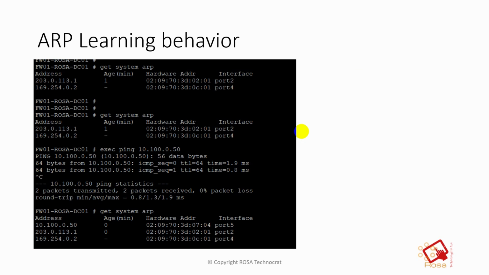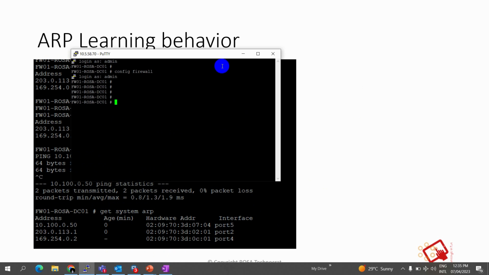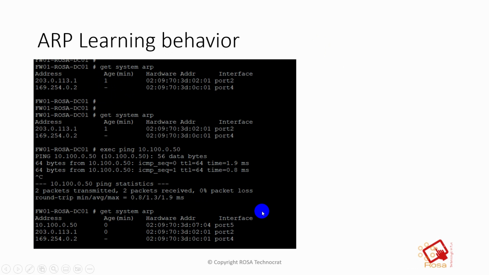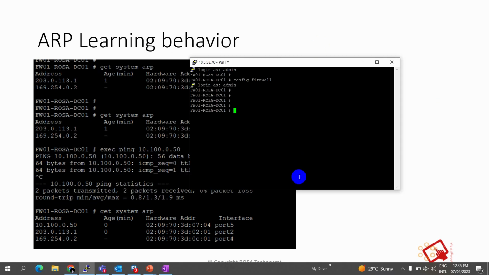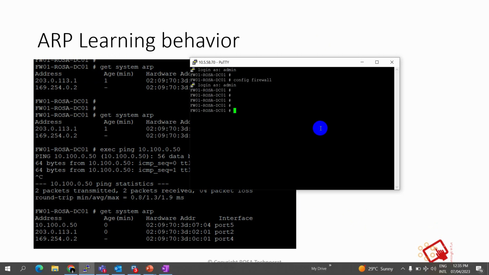Now let's talk about how ARP works on Fortigate. First thing is, have you ever seen that you can use the get system arp command on a Fortigate to see the ARP table that exists on the firewall. So let's start our practical now itself. Let me log into my device.